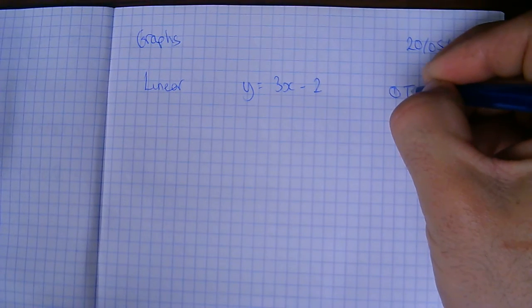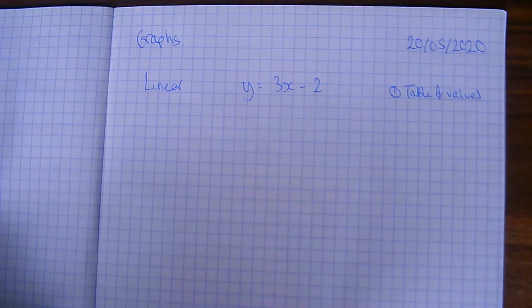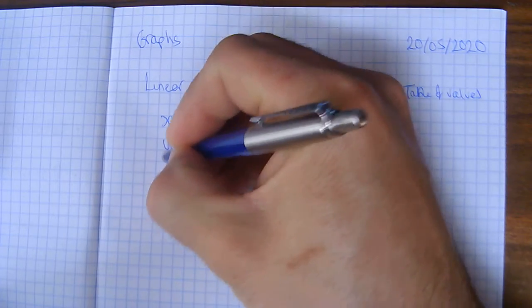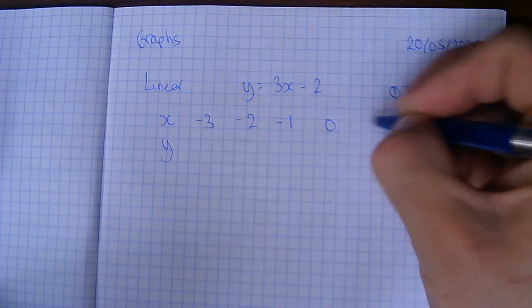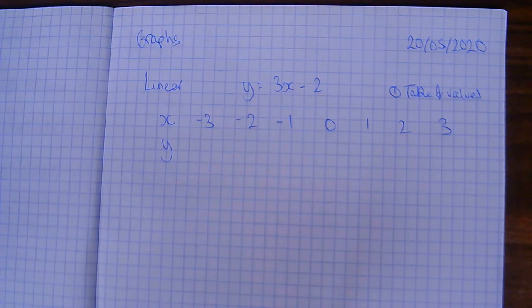The first one is my table of values. So I'm going to draw out my table of values, and unless I say otherwise today, all the way through, your table of values is going to go from minus 3 to 3. So minus 2, minus 1, 0, 1, 2, 3. Okay, and we're going to work out our y values.